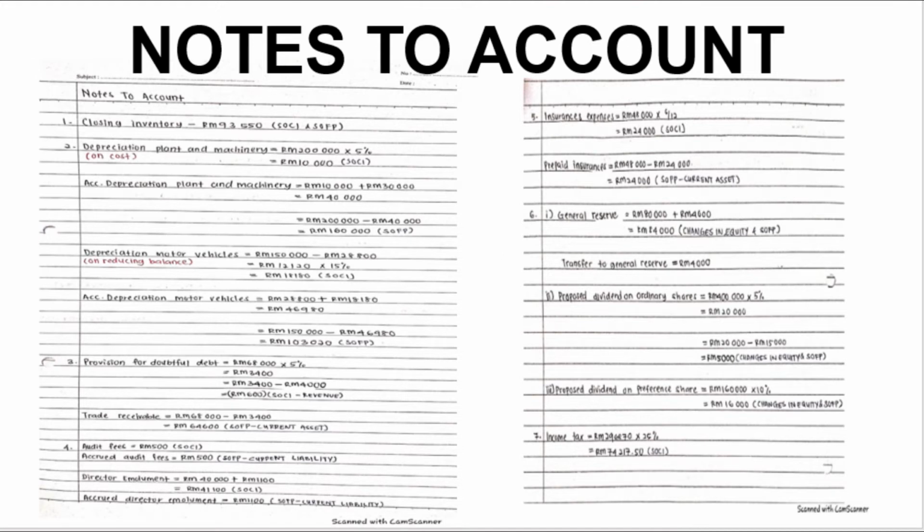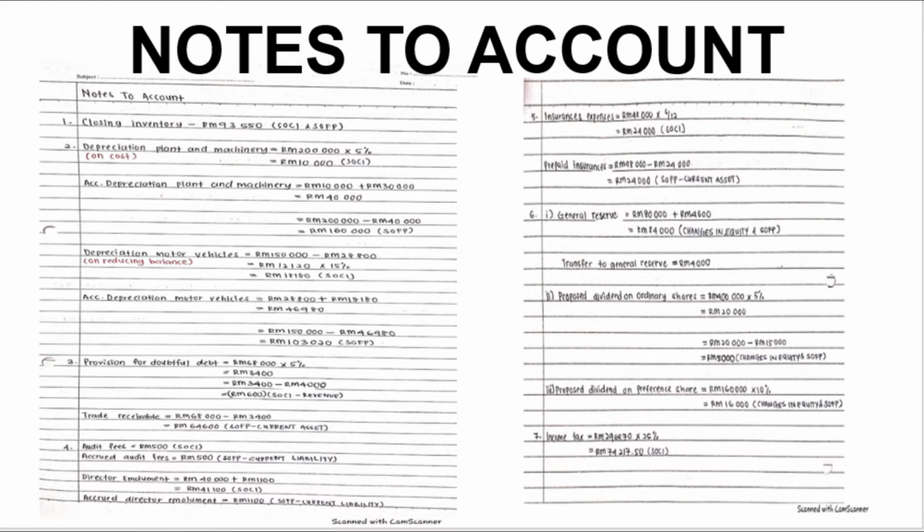Now we go to note 3, provision for doubtful debt. Provision for doubtful debt is estimated to be 5% on trade receivables. The amount of trade receivables is 68,000, which should be multiplied with 5%, and that equals 3,400. Now, 3,400 less 4,000 in the account is equal to negative 600.